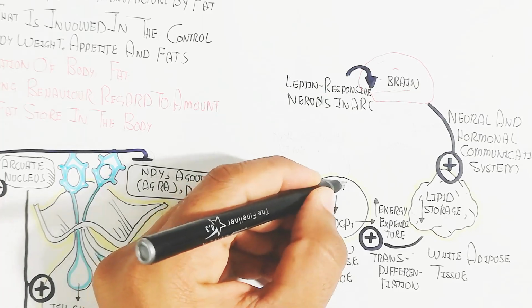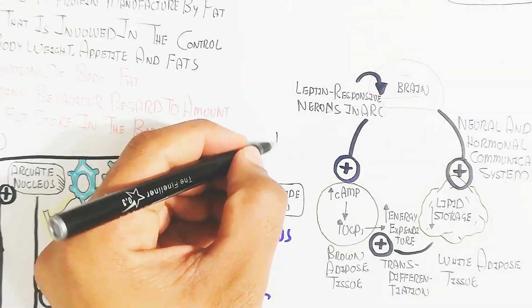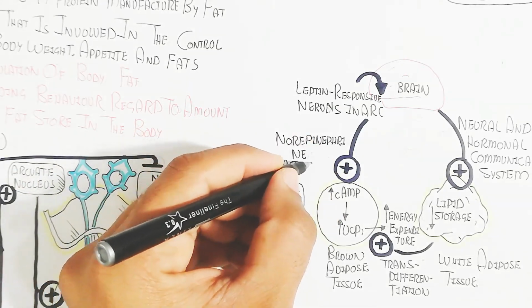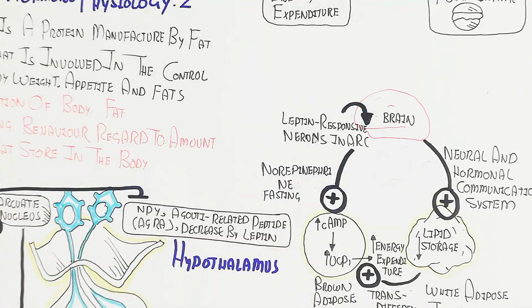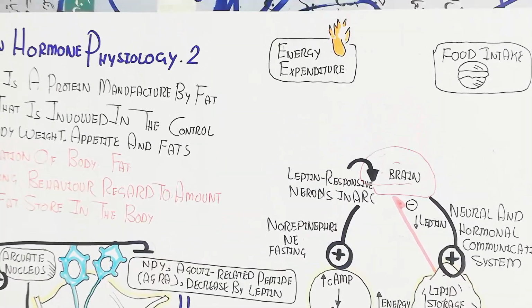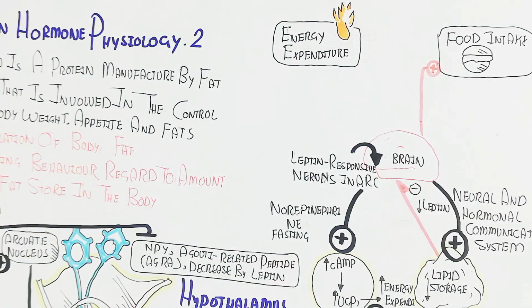target the brown adipose tissue, and transdifferentiation will occur from the white tissue to the brown tissue. In this way, the brown adipose tissue produces UCP1; increased cyclic AMP will lead to increased UCP1, and UCP1 will increase the energy expenditure while the norepinephrine will target it.